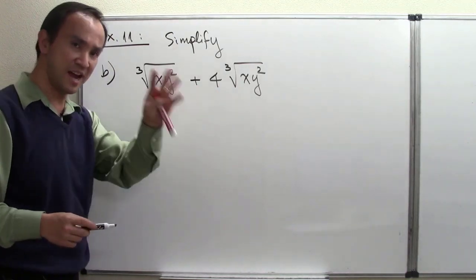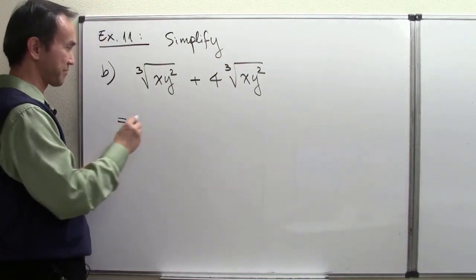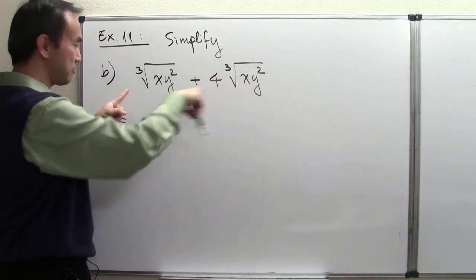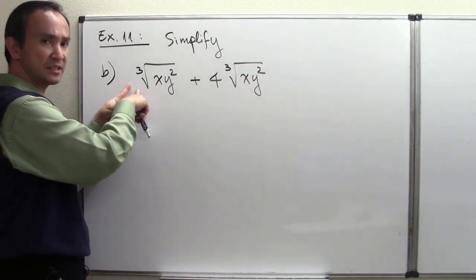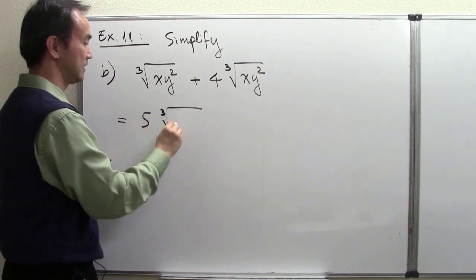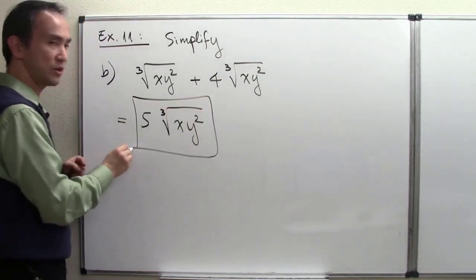And so now adding, combining, or simplifying this is going to be quite simple. 4 times of that expression plus 1 time of that same exact expression is making it 5 times of the cube root of xy squared. And that is going to be our final answer.